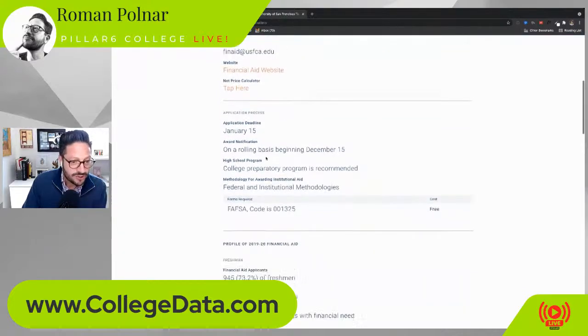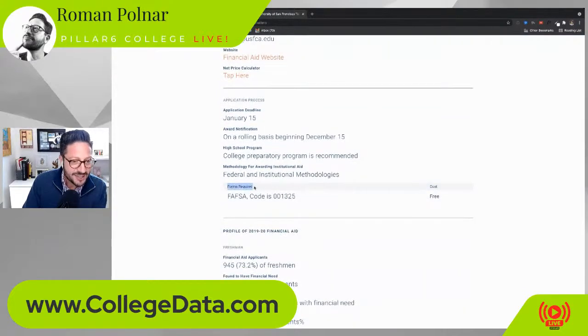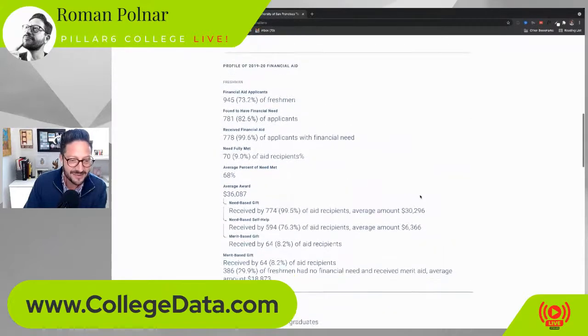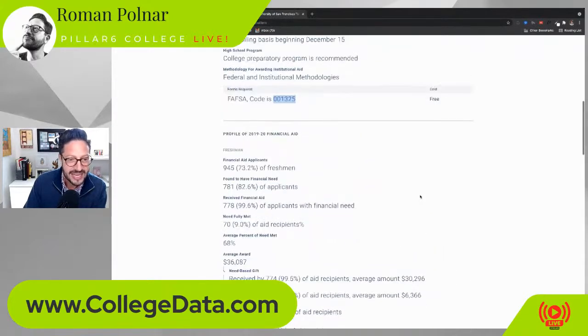So if you scroll down, it tells you right here which forms are required. USF uses the FAFSA. It even gives you the college code. This is the number that you would put on the FAFSA in order to make sure that USF, in this case, would actually get the EFC. So really, really good website to use.